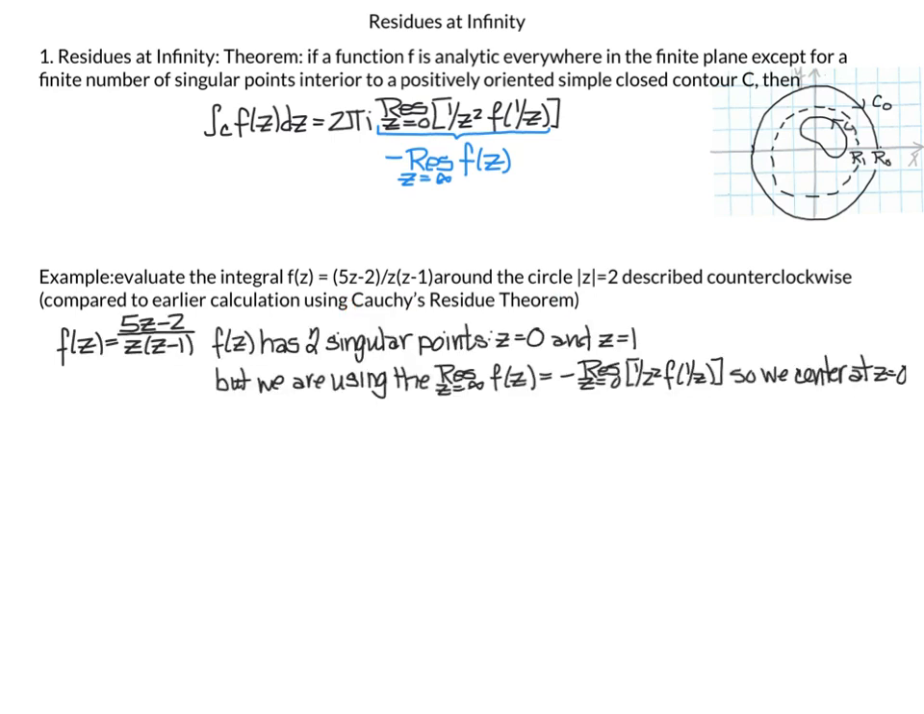The first thing to note: f of z equals 5z minus 2 over z times z minus 1. The f of z has two singular points, at z equals 0 and z equals 1.